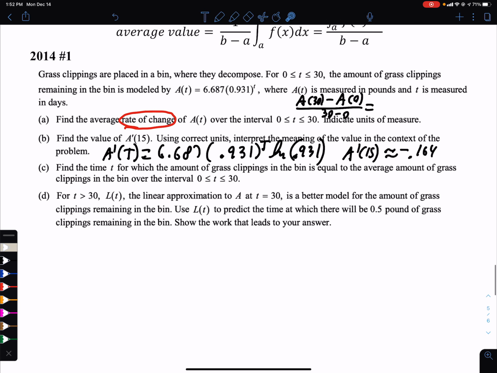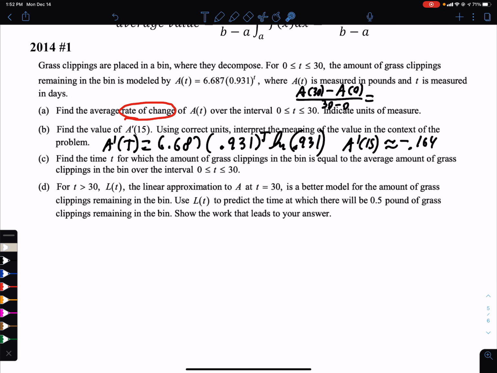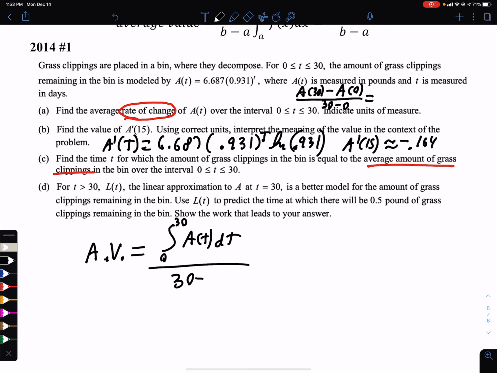Let's do part C. Find the time t for which the amount of grass clippings in the bin is equal to the average amount of grass clippings in the bin. So the next thing is the average amount of grass clippings. How do we find that? Well, we just learned the formula. The average value is the integral from 0 to 30 of A of t dt divided by 30 minus 0.